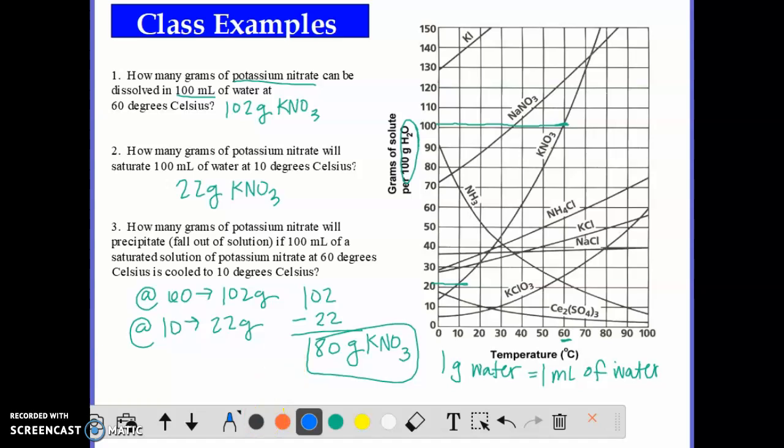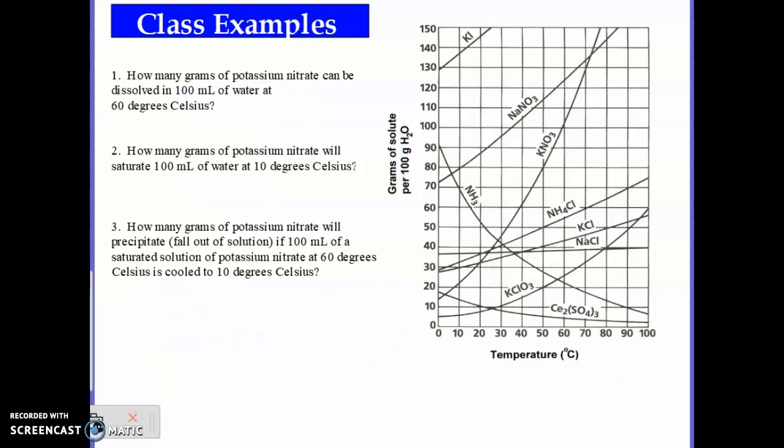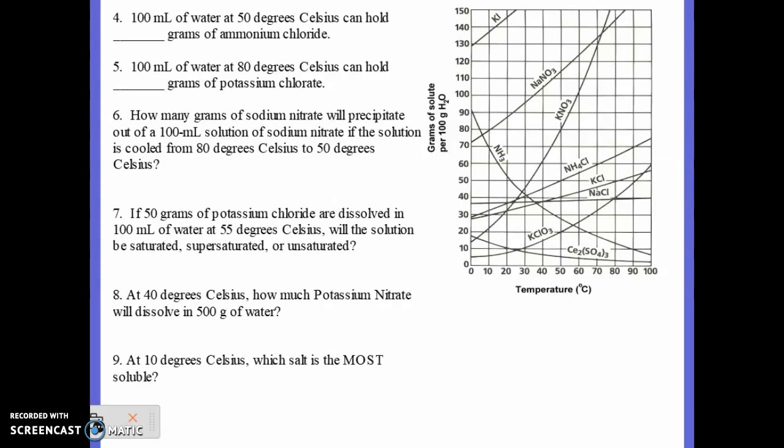So we find one and then find the other and be able to take the difference of those. Okay, so let's look at our next examples.